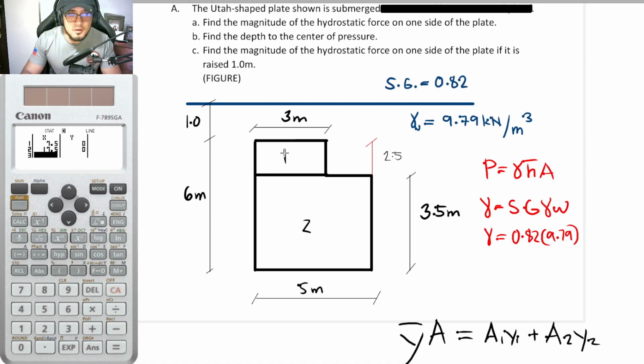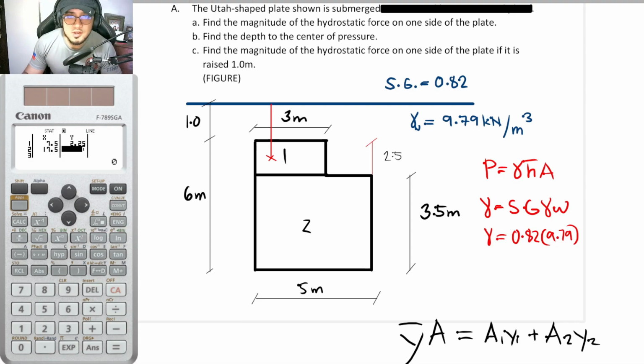For the first shape, its centroid is located here. We know that for rectangular sections, the location of the centroid is exactly at the center of that particular shape. So here it is 1 meter plus 2.5 over 2. I will put it here: 1 plus 2.5 over 2. This is now the location of the centroid of the first shape.